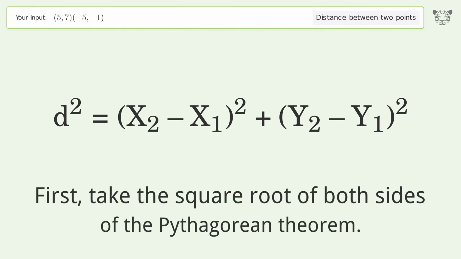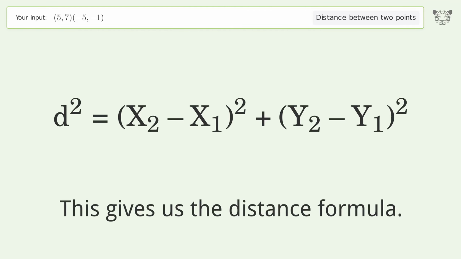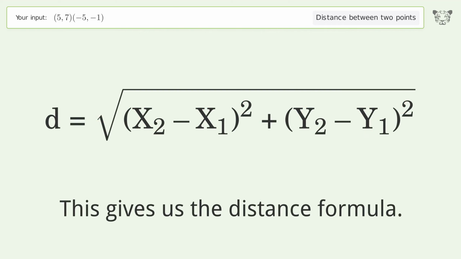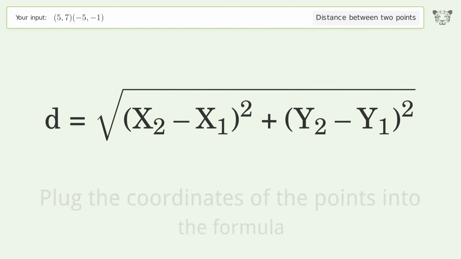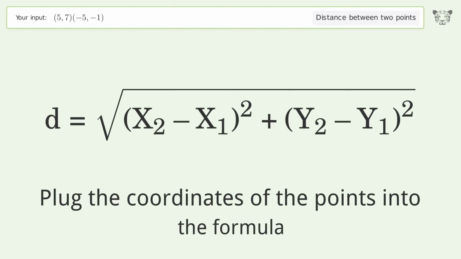First, take the square root of both sides of the Pythagorean theorem. This gives us the distance formula. Plug the coordinates of the points into the formula.